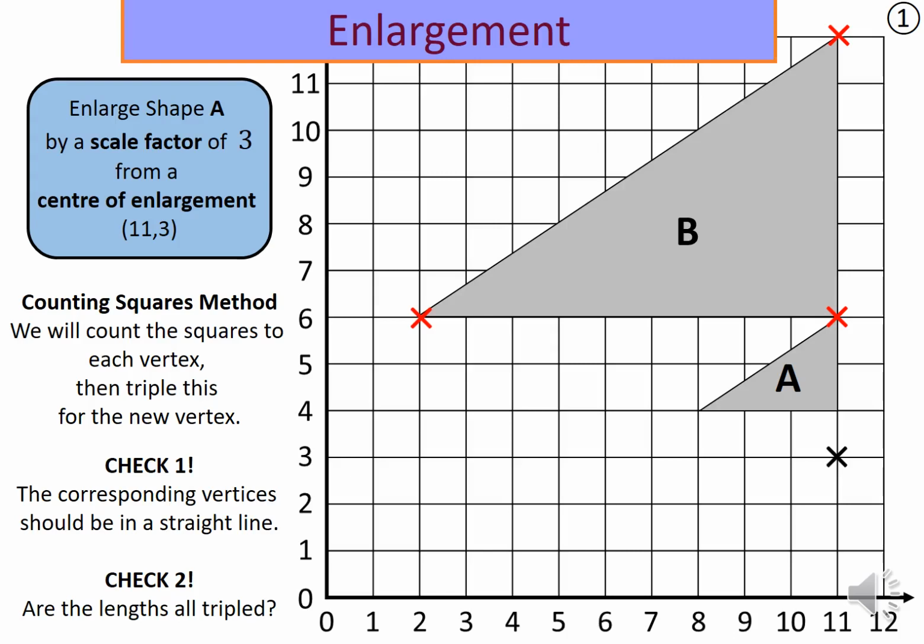You can always check if your enlargement is correct by joining the corresponding vertices with the center of enlargement. The corresponding vertices and the center of enlargement should be on a straight line.